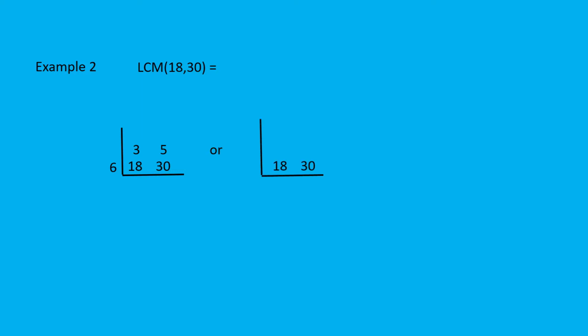Let's say you didn't see 6. Let's say you started out with 2. You would have 9, 15, divided by 3, 3 and 5. Now, if you notice, top line, bottom line are exactly the same. So the LCM would be 3 times 30 or 5 times 18.